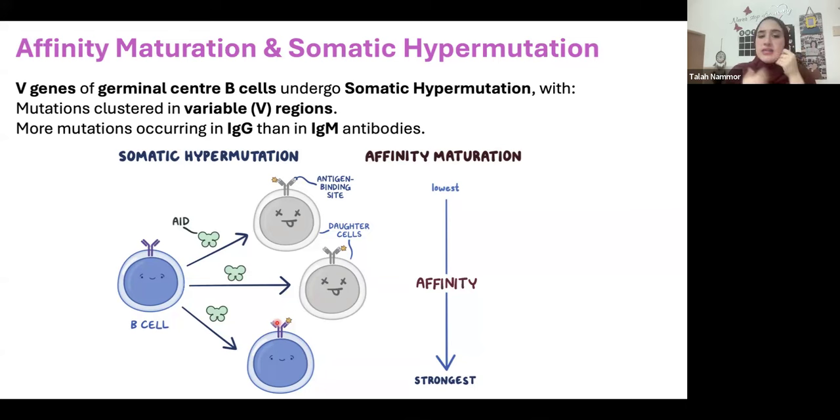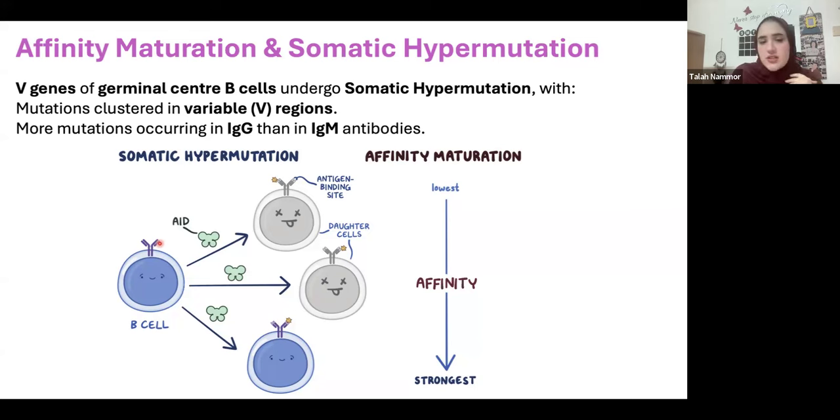So how does this happen? When you say affinity maturation, we're helping the affinity to mature, become stronger and stronger. It's like going to the gym and building up some muscles. So how does that happen? It happens through something called somatic hypermutation. Somatic hypermutations are mutations that happen in the variable regions. See the difference? In isotype switching, the change happens in the constant region, while in somatic hypermutation, the mutations usually cluster in the variable regions.